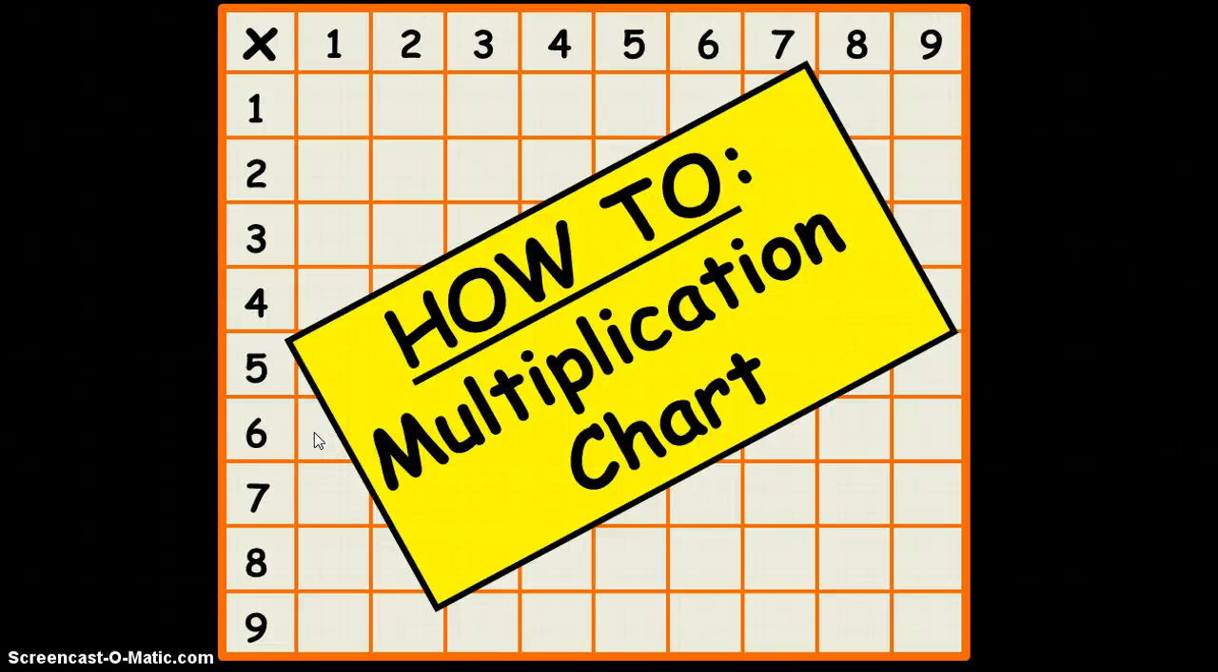Alright, we're going to work together to learn how to make a multiplication chart. And the very first thing we do is we write all of our factors that we'll be multiplying. 1, 2, 3, 4, 5, 6, 7, 8, 9. And again on the top, 1 through 9.